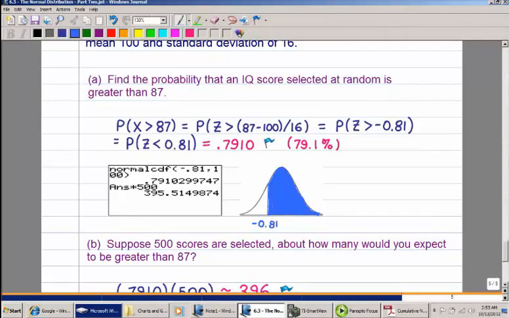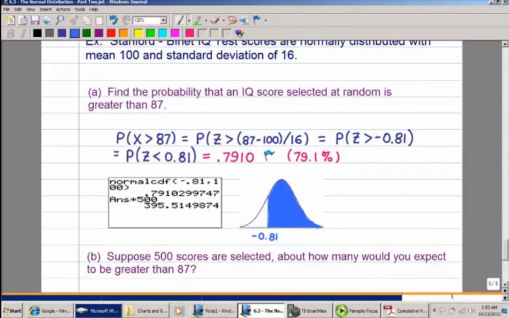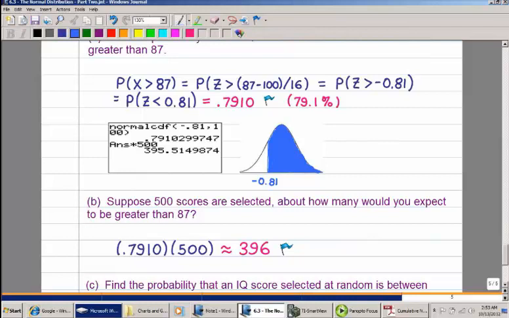Just like the last problem, we take our percent, our decimal, and multiply it by the grand total. So we take the 0.7910 that we found for the probability, multiply it by 500, and we'd round that. You see in the calculator it's 395.5. So we would round that to 396, and we would expect about 396 out of 500 to be greater than 87.